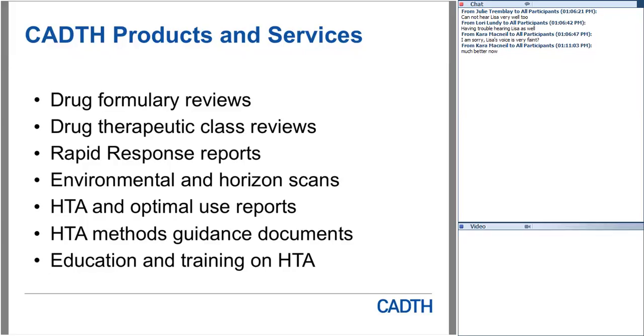So, like I said, these are our most popular reports, and the liaison officers on the ground are there to assist in making these rapid responses even easier to receive. Some of the other products that we produce are environmental and horizon scans. An environmental scan would look across the country to see what other practices are happening. And a horizon scan looks at what's coming down the pipes, what's new, and what's a game changer when it comes to technology. As well, we offer education and support, such as what we're providing today.